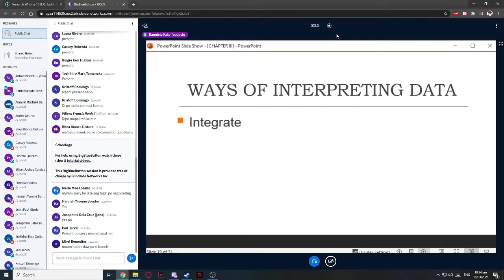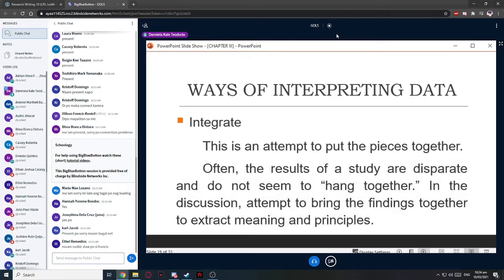Next, we have to integrate. When we say integrate, this is an attempt of putting the pieces together. So, pagsasama-samahin natin yung mga ideas or parts ng research na almost with the same context. Now, often the results of a study are disparate and do not seem to hang together. They might have different definitions or different context. In the discussion, attempt to bring the findings together to extract the meaning of the principles.